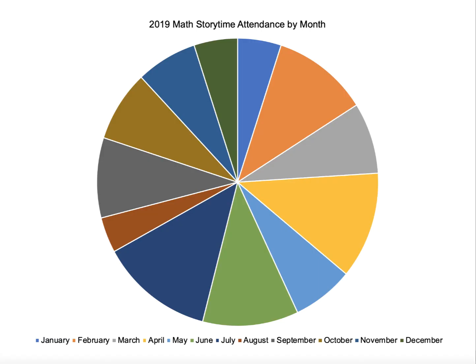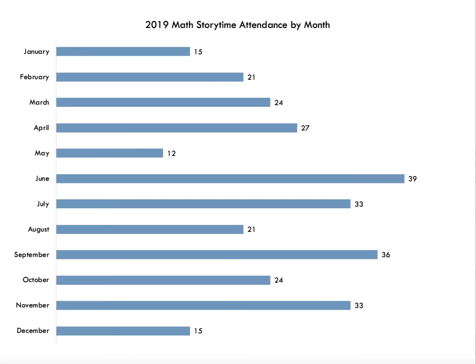Here is an example of a pie chart with too many categories. As you can see, each segment of the pie is difficult to interpret. In this case, a bar chart would be a better choice.